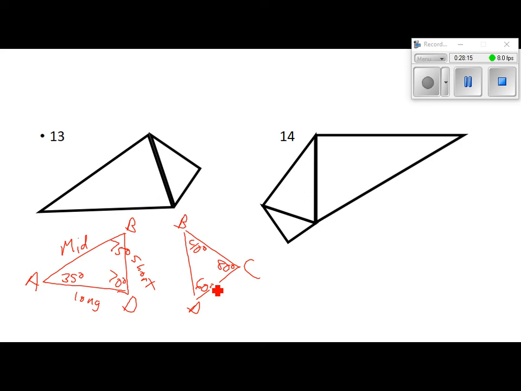Which side's the longest side in this triangle? BD. So that's the longest because it's across from the 80-degree angle. Which one's the middle one? BC, that's the middle. And then which one's the shortest side?